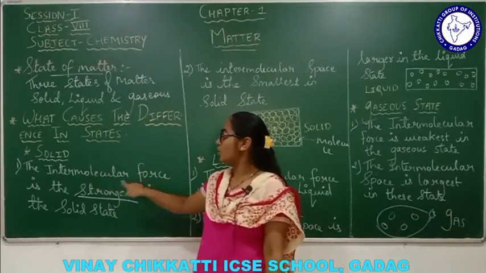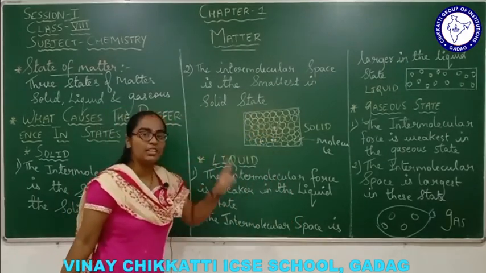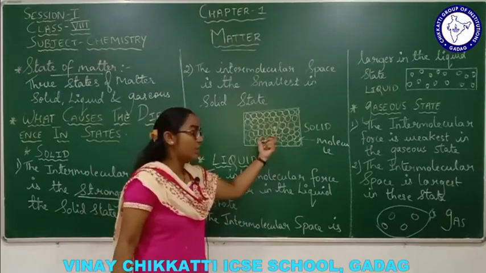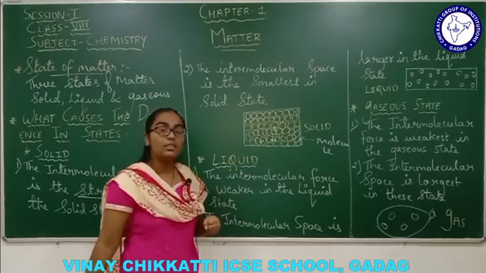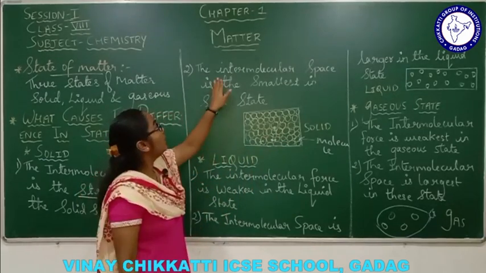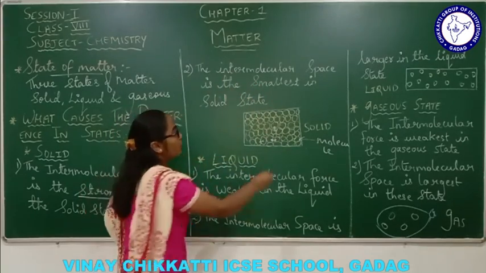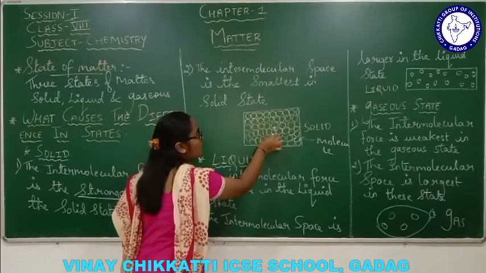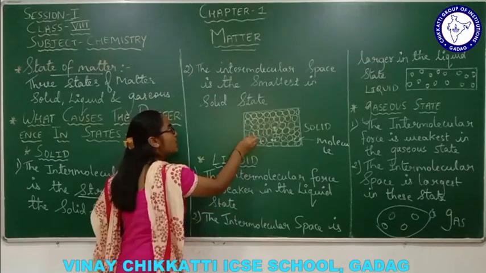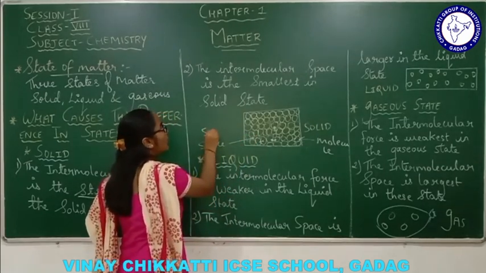The intermolecular force is strongest in the solid state. You can see it with the diagram, right? Then if the force is strong, then what about the space? What will be the intermolecular space? The intermolecular space is the smallest in the solid state, right? So if the force is strong, can you have any space over here? The space is very small. Can you see over here, right? The space is very small. The intermolecular space is small, the smallest space.